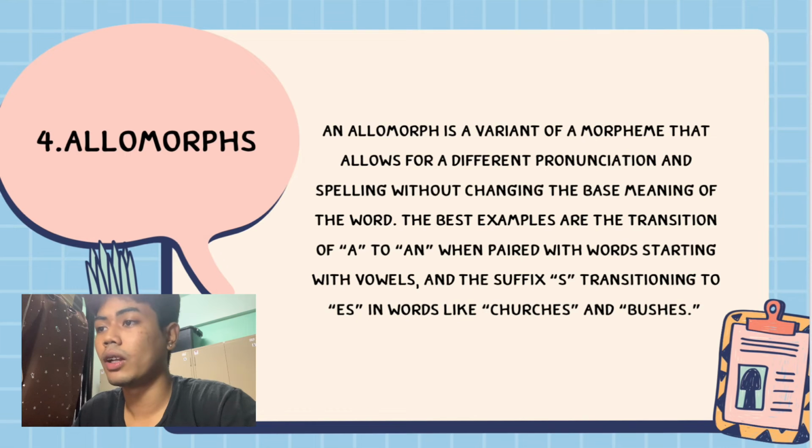Item 4: allomorph. An allomorph is a variant of a morpheme that allows for different pronunciation and spelling without changing the base meaning of the word. The best examples are the transition of a to an when paired with words starting with vowels, and the suffix s transitioning to es in words like churches and bushes.